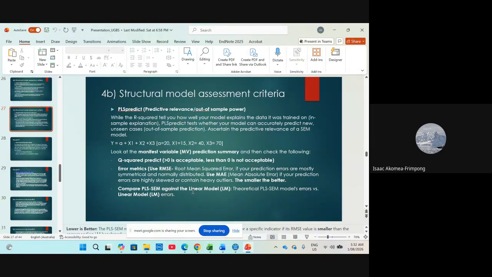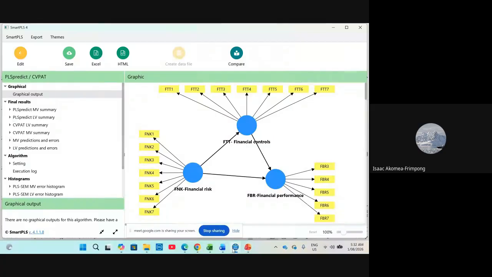So these are the things that you look up to, to say whether your result is okay or not. But first, where do you go to? You go to the manifest variable prediction summary in your results.